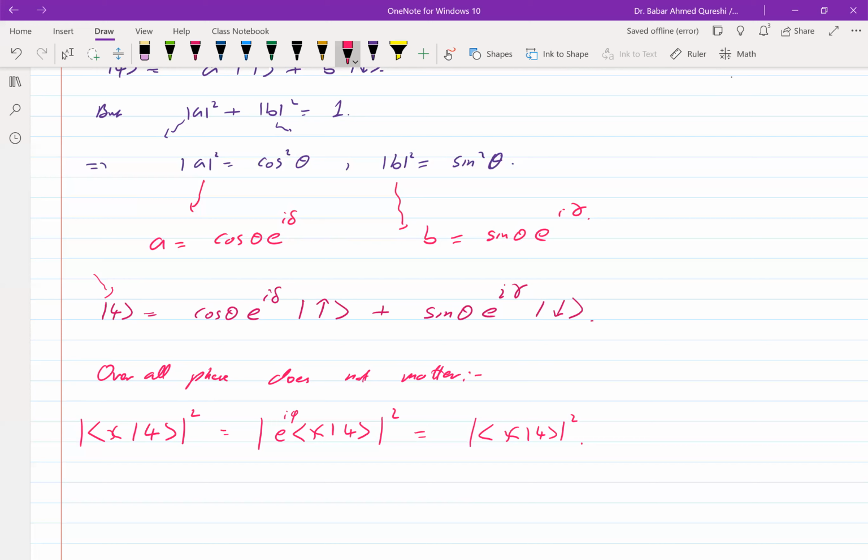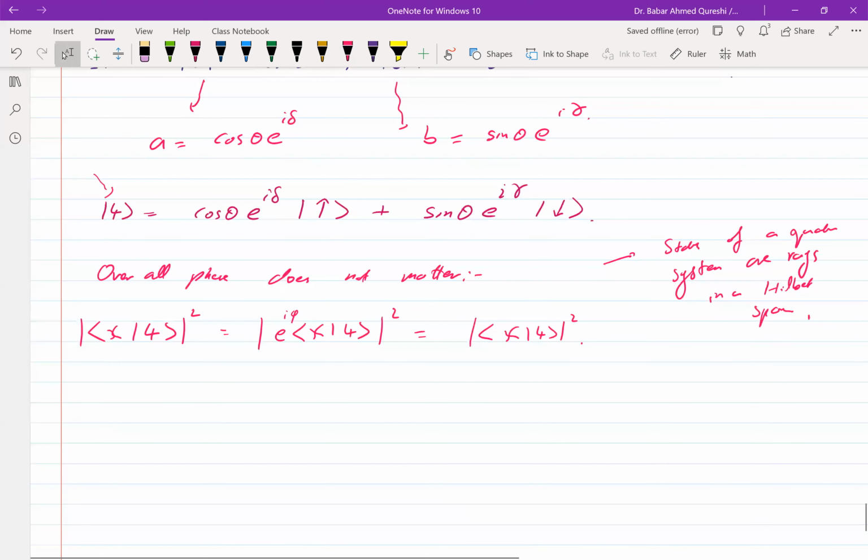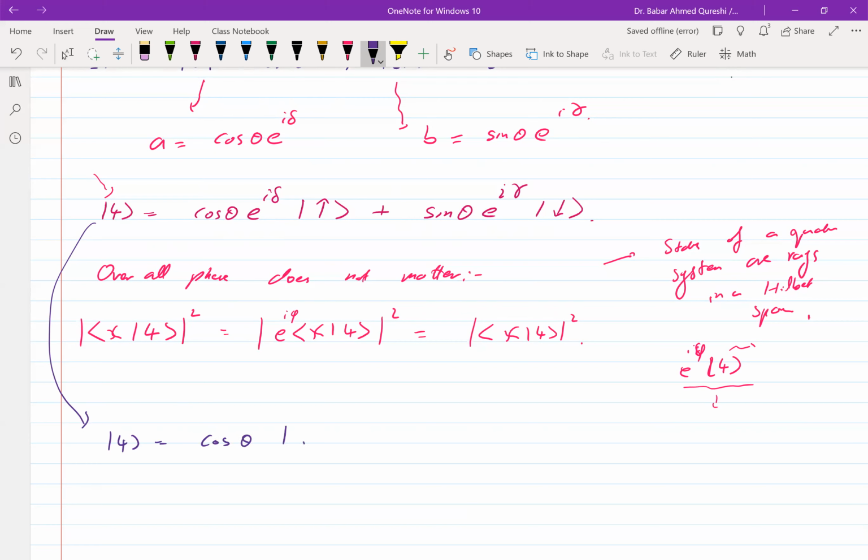So we define states as vectors in a Hilbert space up to an overall phase. Some people say that states of a quantum system are rays in a Hilbert space. What do they mean by that? They mean you take a vector, first you normalize it. So first of all, it's a normalized vector. But all of these are representing only one state. So I can multiply it with an overall phase. I multiply it by e to the minus i delta. So I can remove the phase in one of them.